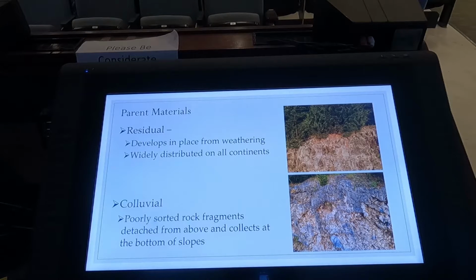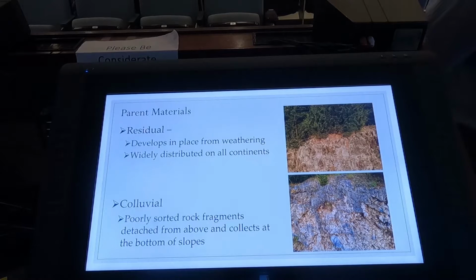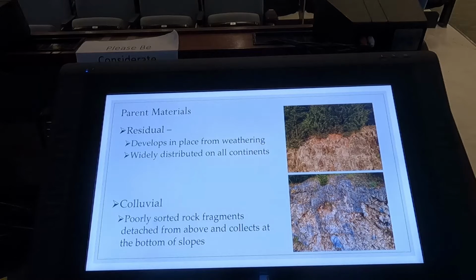Next we have colluvial, which is at the bottom of a slope. And so those rocks break and then are moved down, whether they just fall off the face of the cliff and form on the road, or if we go back to the very first picture that we saw, the material that fell down into the valley, that is going to be our colluvial or collects. So residual is right where it resides. Colluvial collected at the bottom of the slope.